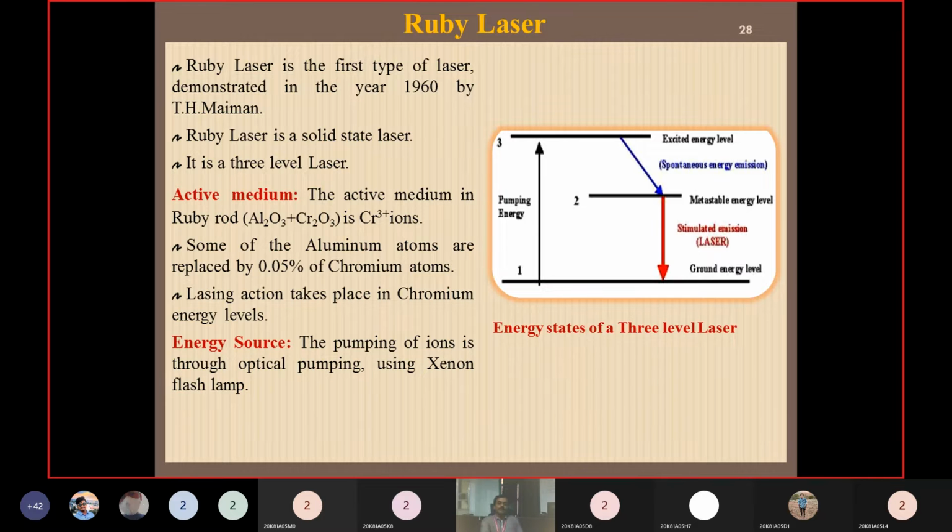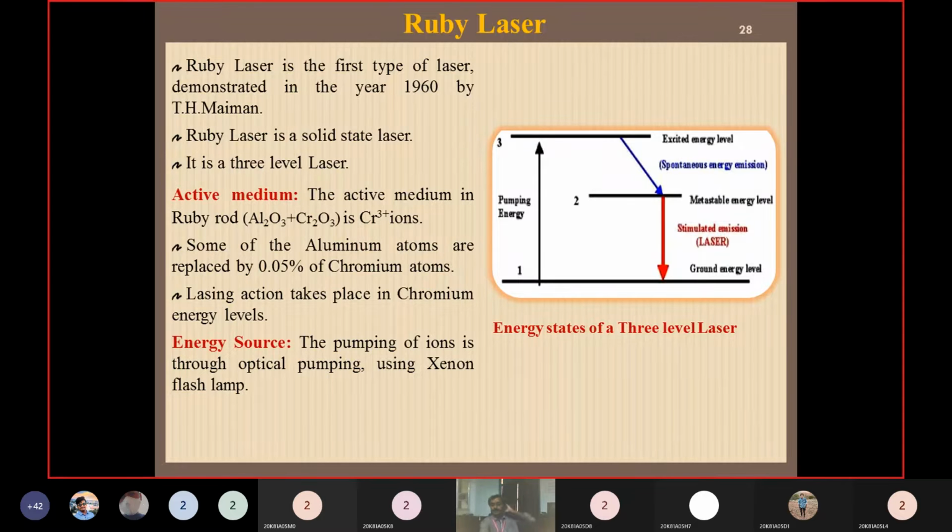Okay, so we get the population inversion. By using optical pumping, how do we supply the optical energy? By using a xenon flash lamp.